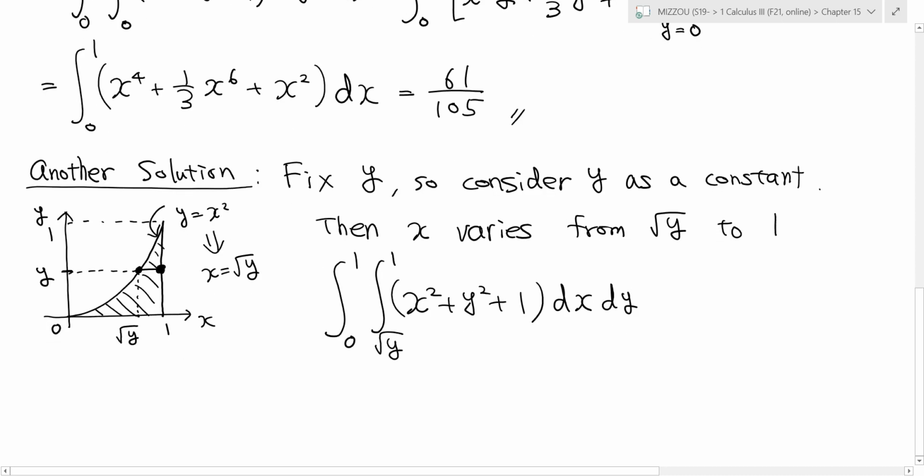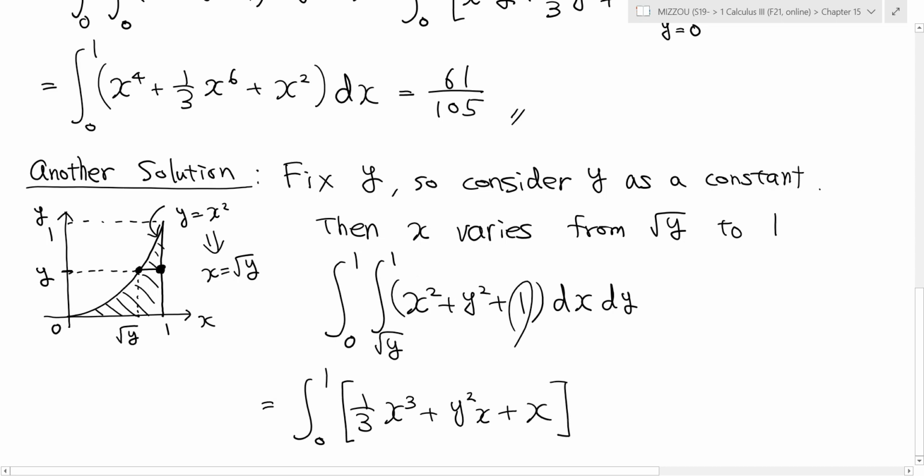Okay, and then let's compute it. This is 0 to 1. You integrate this with x, you get 1/3 x cubed, plus you integrate this with x, you get y squared x, because you are viewing y as a constant, and you integrate 1 with x, you get x. And then you evaluate this from x equals root y to x equals 1, and then dy.